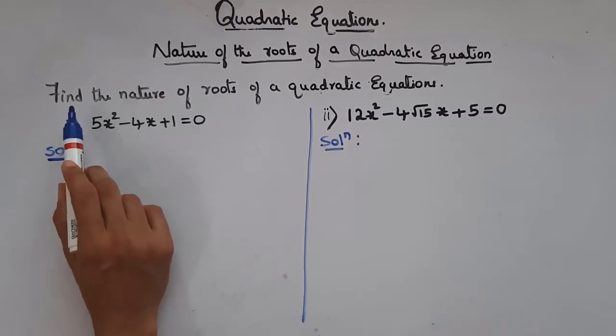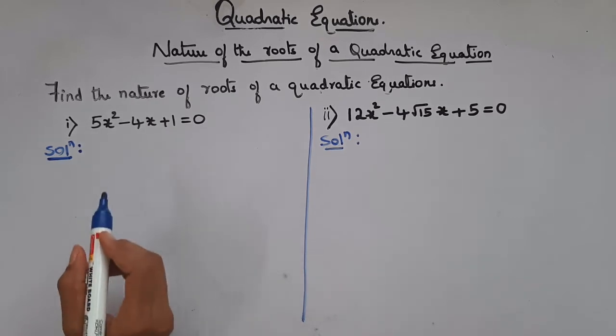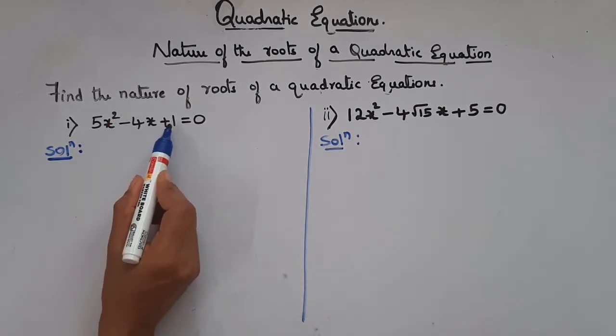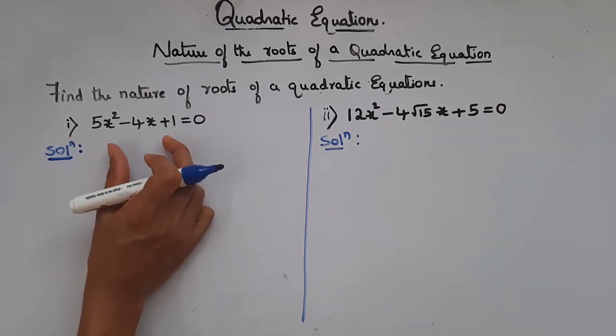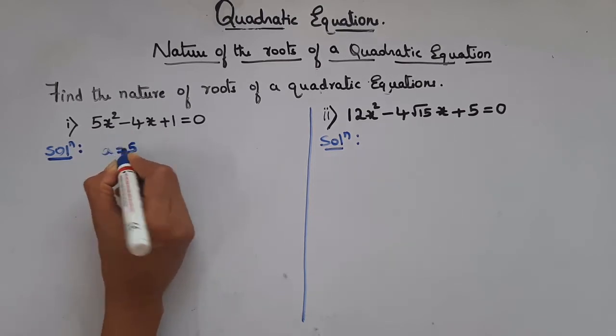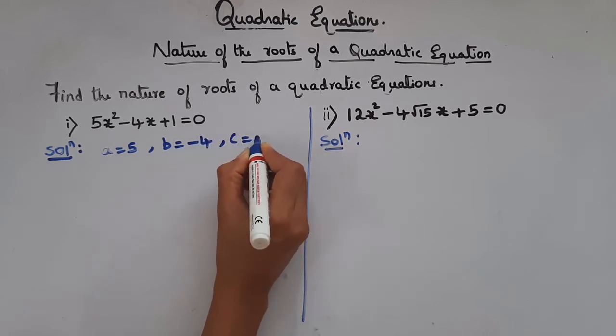So here it says find the nature of roots of a quadratic equation. We have two problems here. First let's see this. We have 5x square minus 4x plus 1 equal to 0. So now this equation is in the standard form, that is ax square plus bx plus c equal to 0, where a is 5 and b is minus 4 and c is 1.